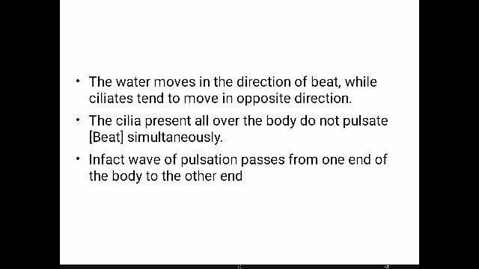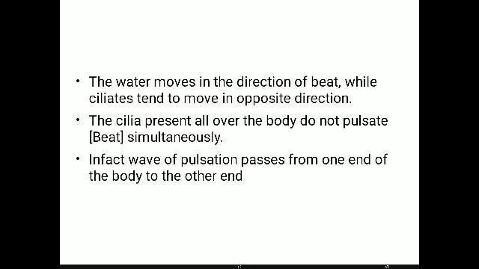The water moves in the direction of the beat, while the ciliates tend to move in the opposite direction. Once the beating occurs, the body propels forwards in the water medium. The cilia present all over the body do not pulsate simultaneously. Not all the cilia will beat simultaneously. This is the characteristic feature of ciliates.